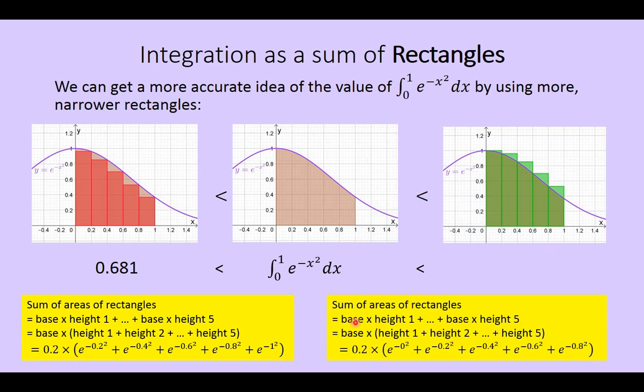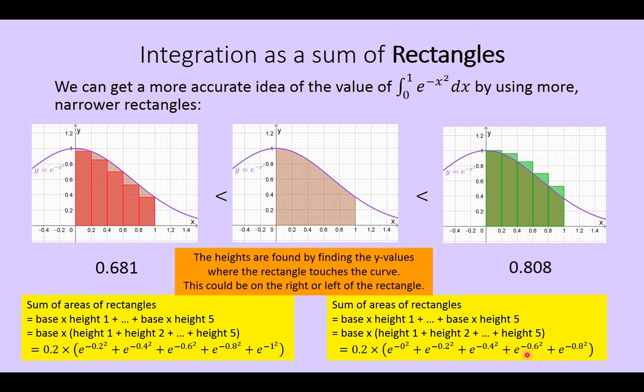So here we are, base times height for every rectangle. We can take the base out as a common factor and add up the heights. Base is 0.2 and the heights are the y-ordinates where the x-coordinates are taken from the left-hand side of each rectangle. And that gives us 0.808.